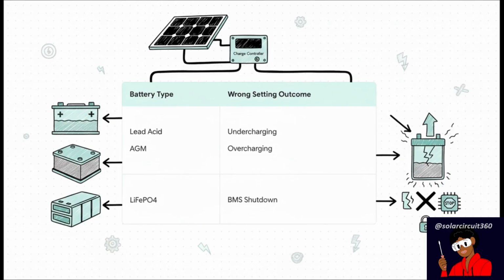The voltages for bulk, absorption, and float stages are all different. If you have a lithium battery, but you tell the controller it's an AGM, you could undercharge it, overcharge it, or worse, you could trigger its internal protection, the BMS, to shut down completely. This simple setting is crucial for battery health and longevity.